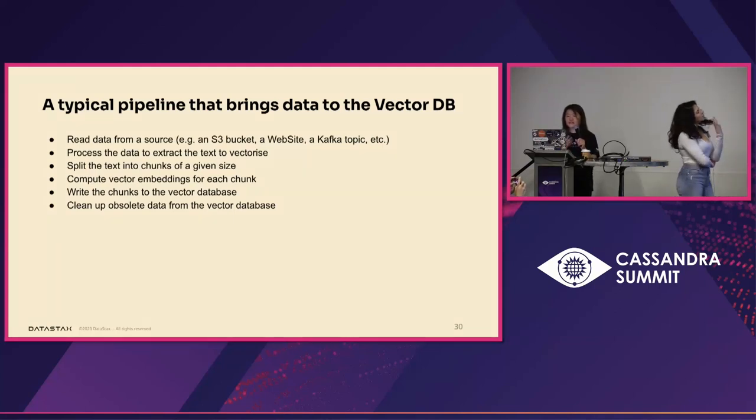Also, just a really quick description of a data pipeline. How does it bring data to the vector database? Normally, you would read data from a source, such as an S3 bucket or a website or a Kafka topic. Then you process the data to extract the text to vectorize it. Then you split the text into chunks of a given size. Then you compute the vector embeddings for each chunk, and write the chunk to the vector database. After which you clean up all of the obsolete data from the vector database. So these are the steps that will be needed when you interact with the vector database.